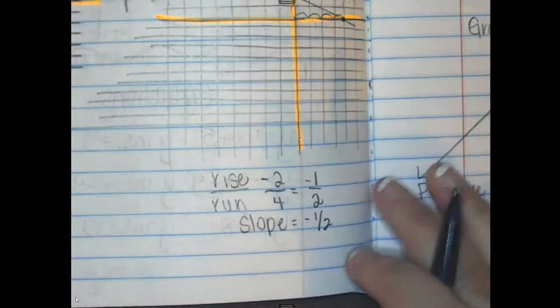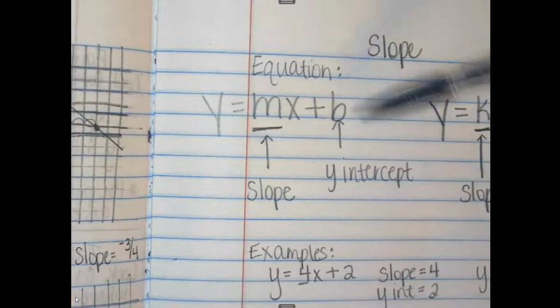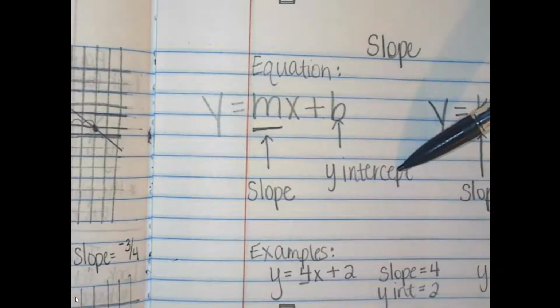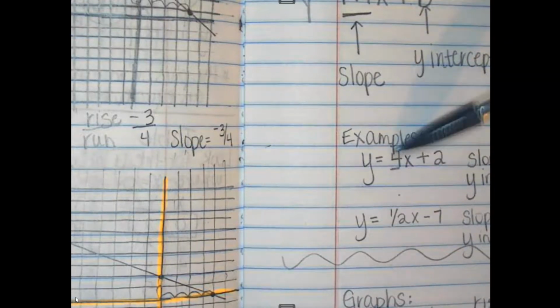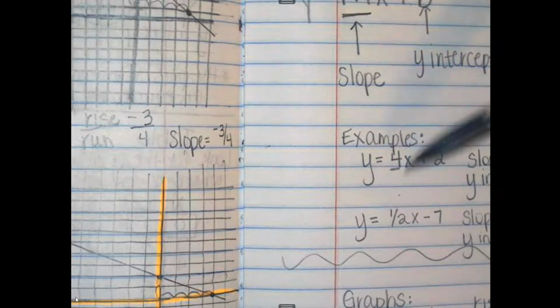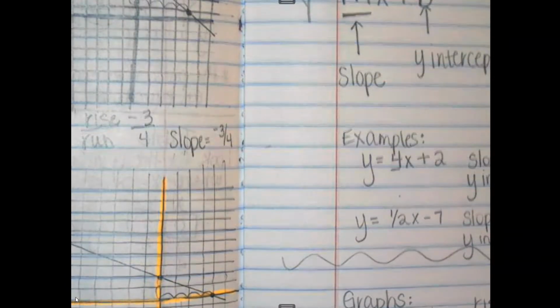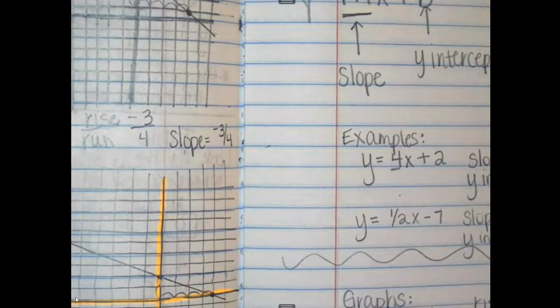So to recap, in the equation, my m and my k's are my slopes. My b is my y-intercept. In 4x plus 2, this is my slope, the 4. We're going to be putting that into a fraction form when we graph it, 4 over 1, so that we can rise 4 and run 1. When we do the negative 5, we're going to go down 5 and over 1, but we'll practice graphing that. We'll be working on that later.